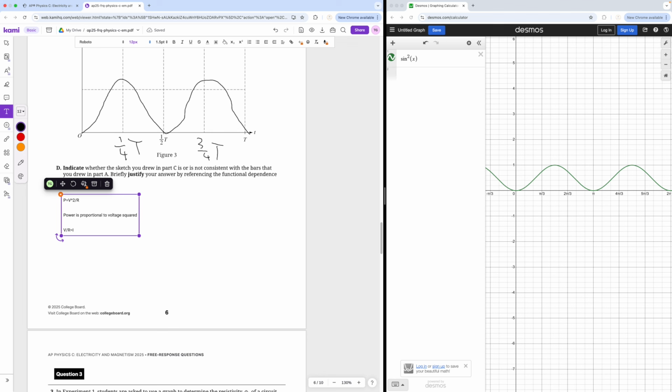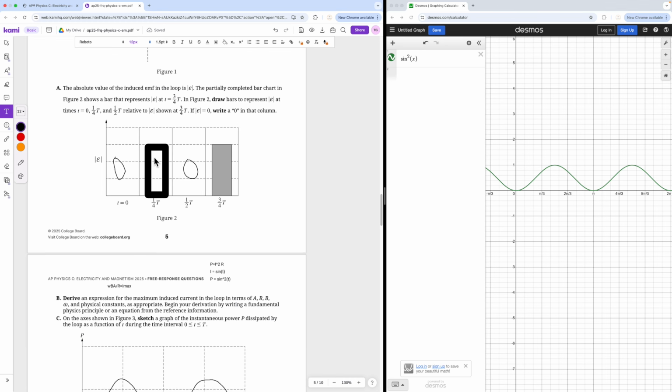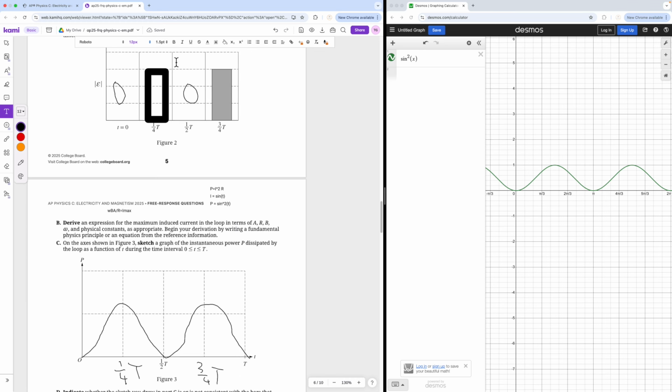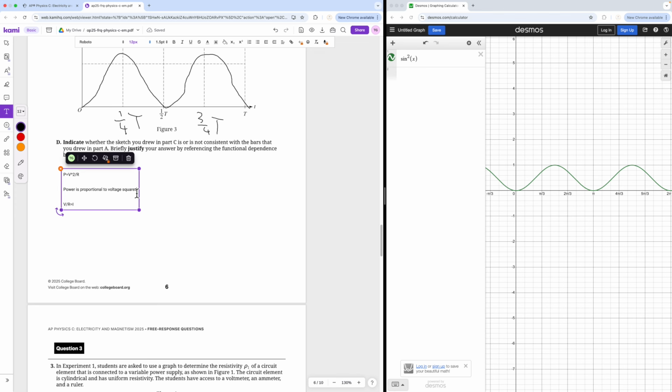Now, is this consistent or not with the bars we drew? At 1/2 the period, we say that there's no power dissipated. At 1/4, we say that there's a maximum. If we look at our bars here, at 1/4, we have a maximum voltage. At 0, we have no voltage. So I would say that our sketch actually is consistent with it.